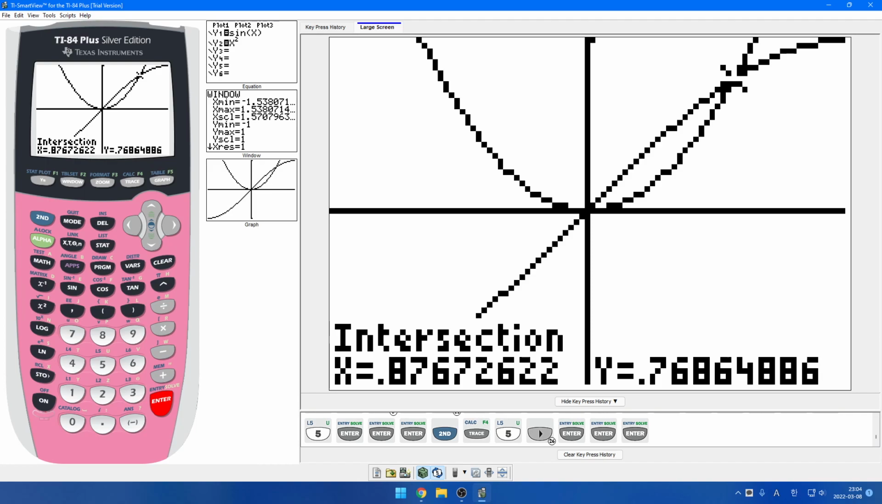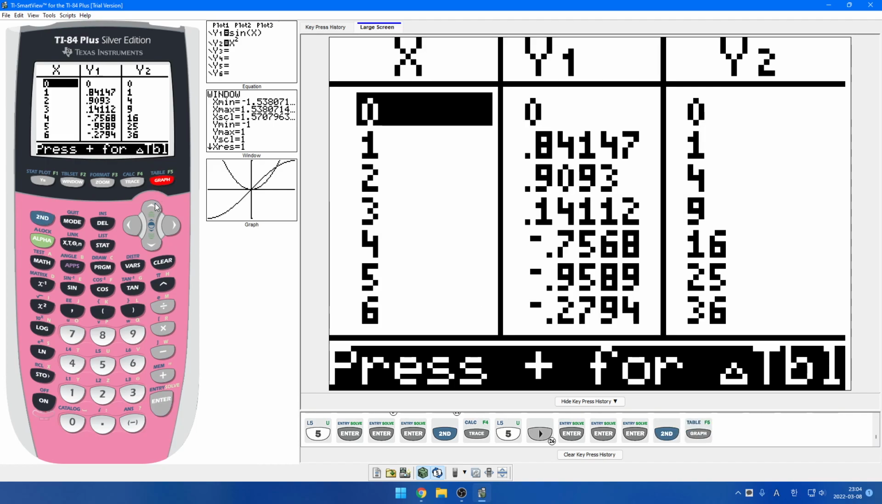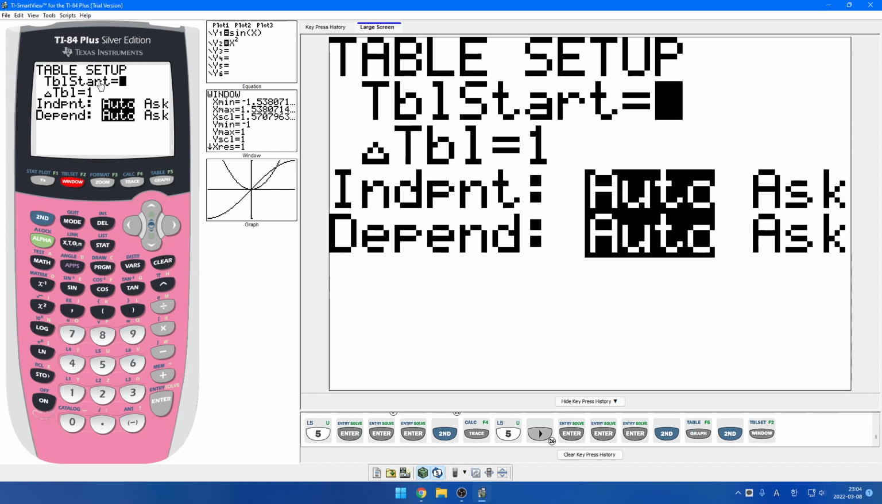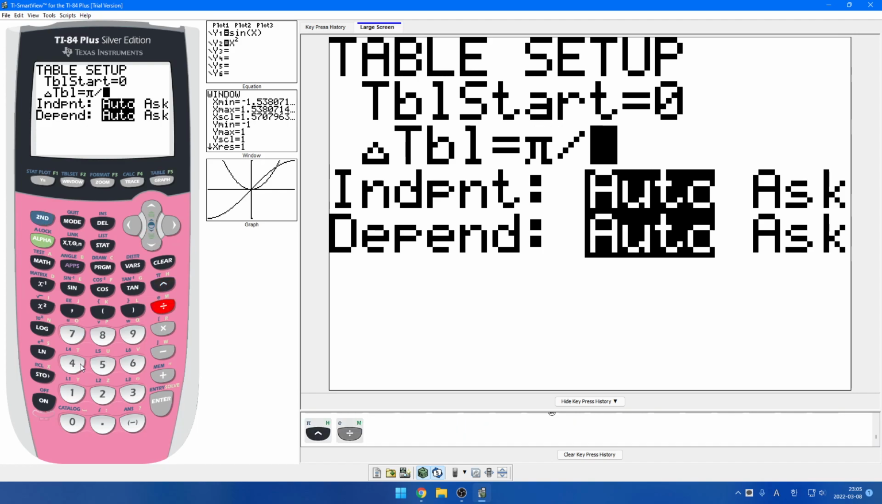Right, last one. We can go to table by pressing second table, and we can see the table of values for integer values of x. Perhaps you will find them useful. If you want to change the increment, you can press plus here, or you can go to second table set, where you can switch the starting position and also the increment. Let's put something like pi divided by 4.